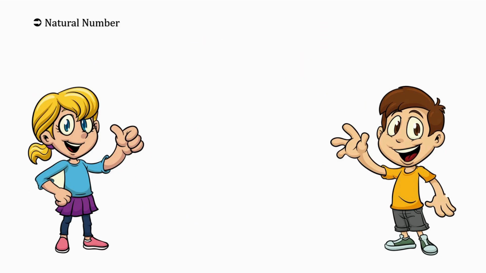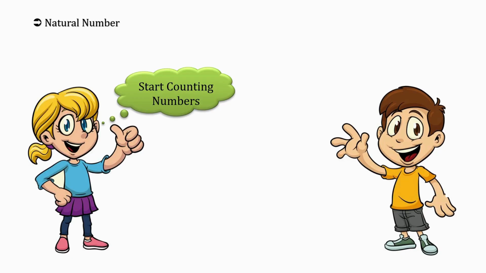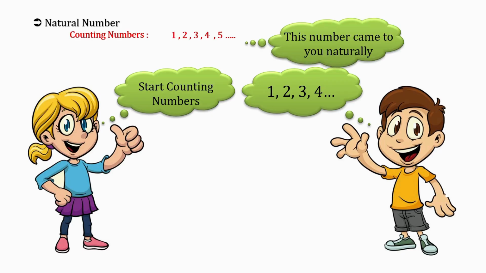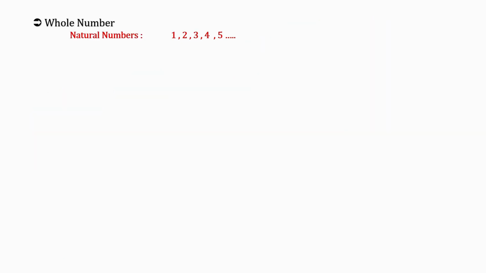Numbers. Natural number. Natural numbers are those numbers that are the counting numbers, like 1, 2, 3, 4, 5, in this way. These numbers came to you naturally. Whole numbers.